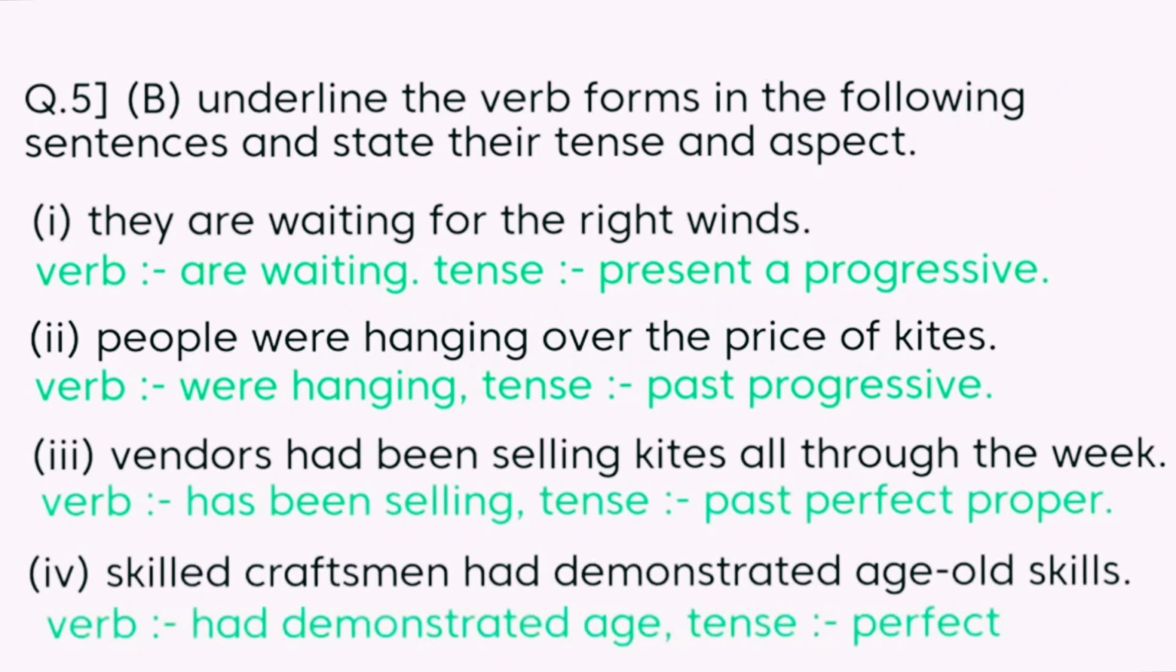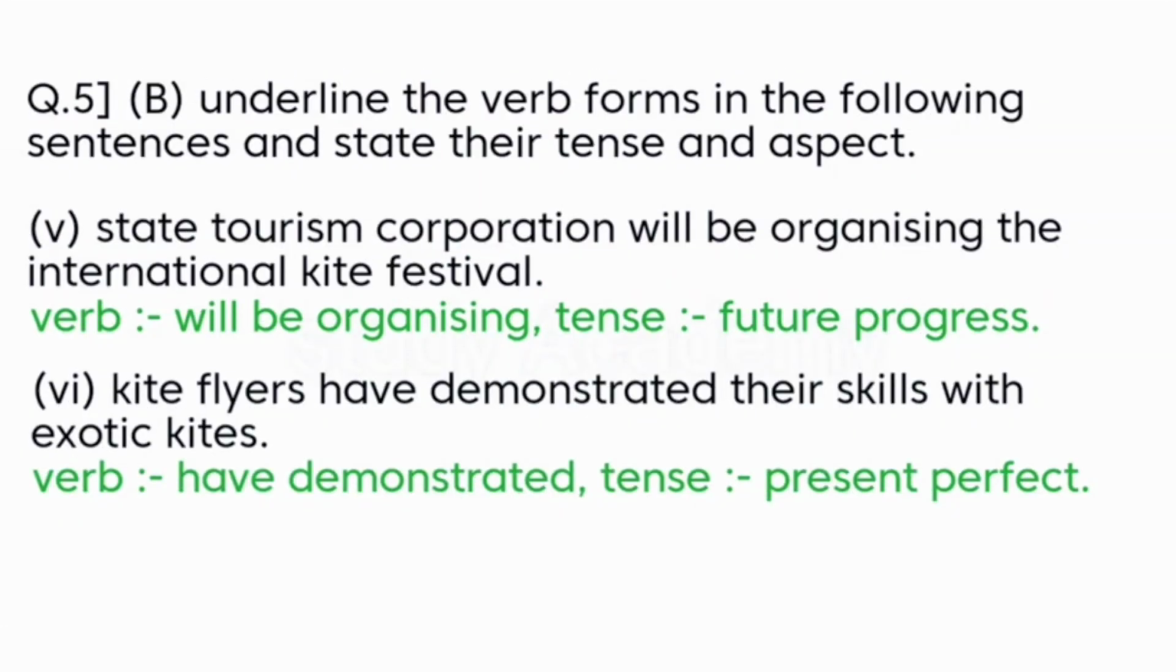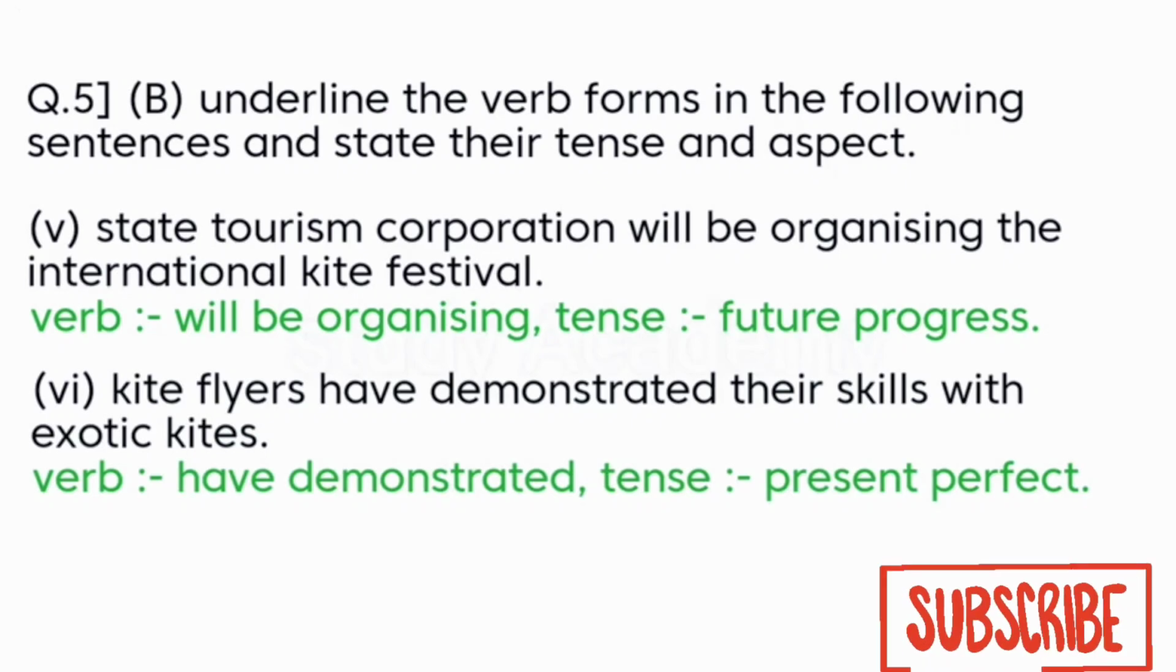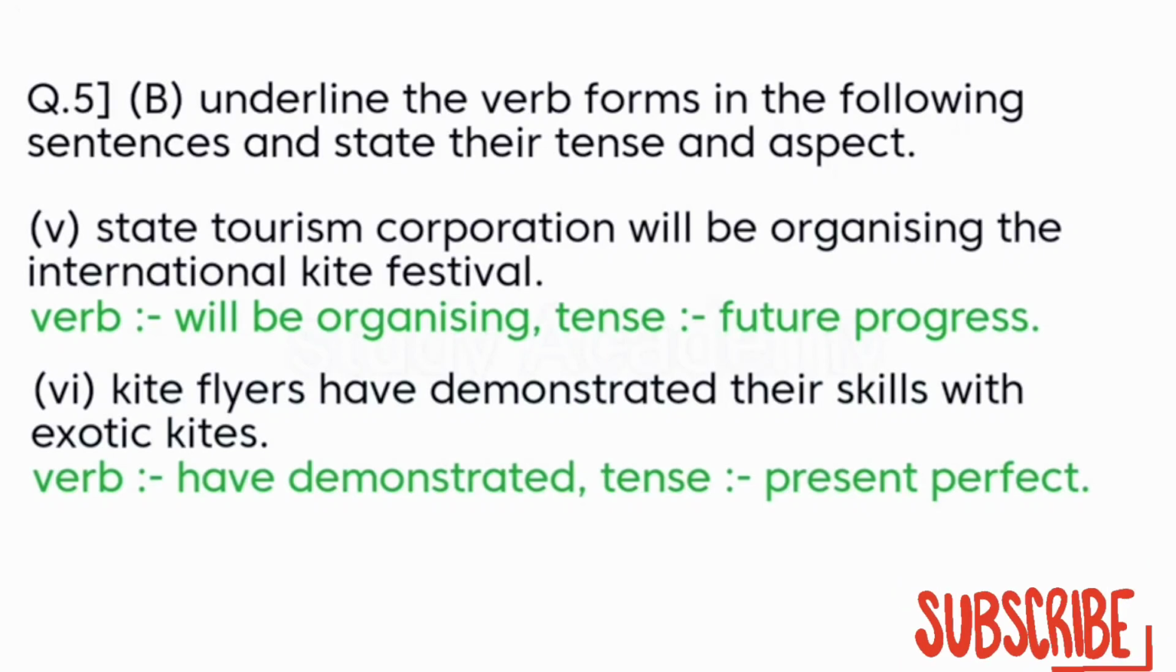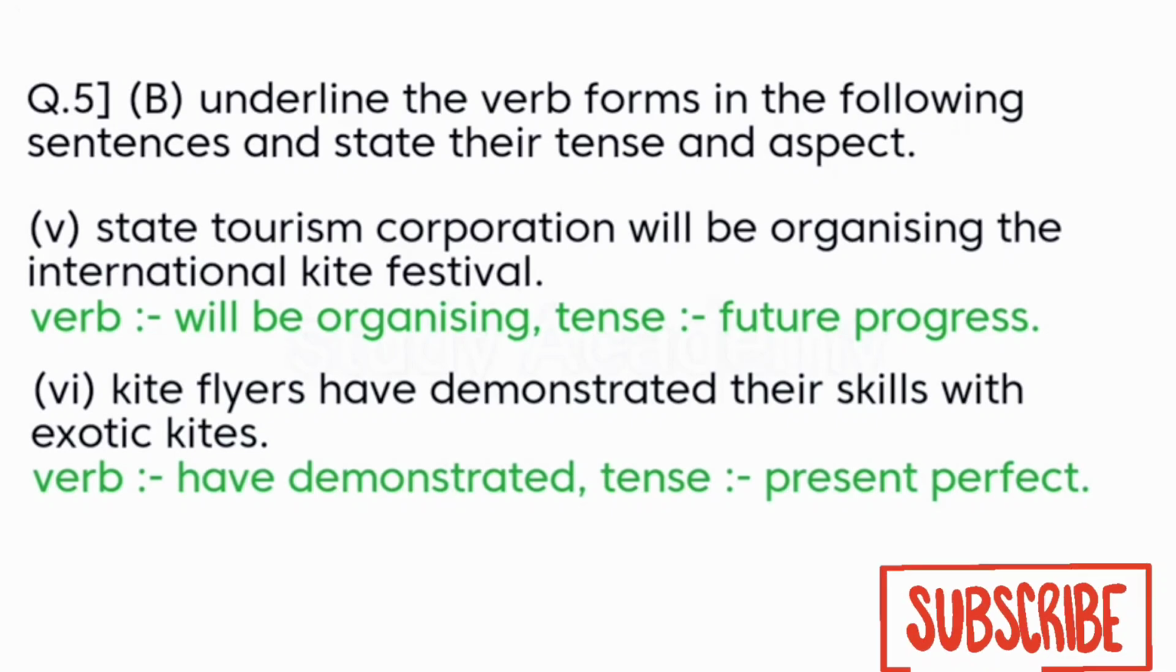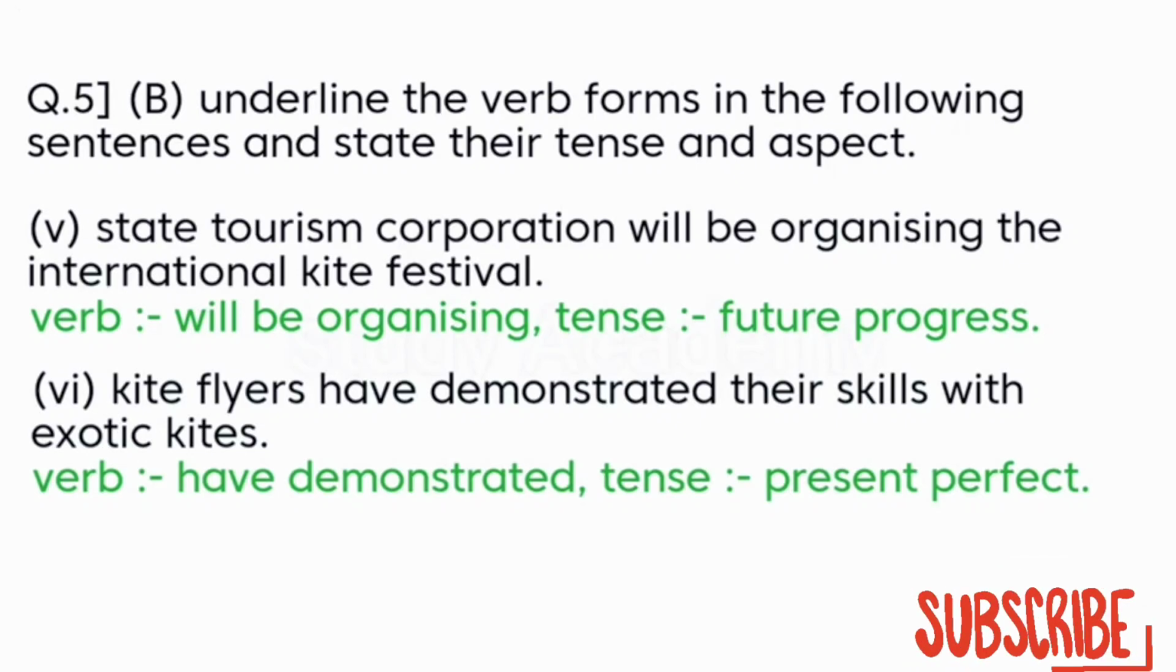Skilled craftsmen had demonstrated age-old skills. Okay, so here demonstrated is our verb, but had demonstrated is the past perfect tense. Okay, next is, State Tourism Corporation will be organizing the International Kite Festival. Okay, so organizing is our verb, but when it comes with will be organizing, by the word itself, will, we understand this is future progressive tense. Okay, next one, kite flyers have demonstrated the skill with exotic kites. Okay, again here demonstrated is the verb, but have demonstrated symbolizes the present perfect tense.